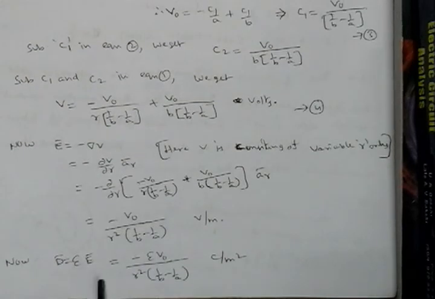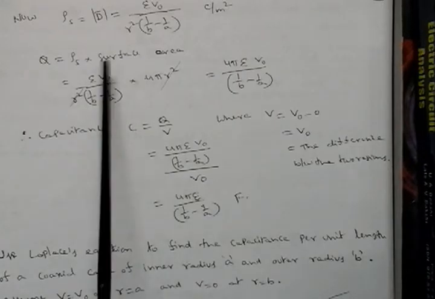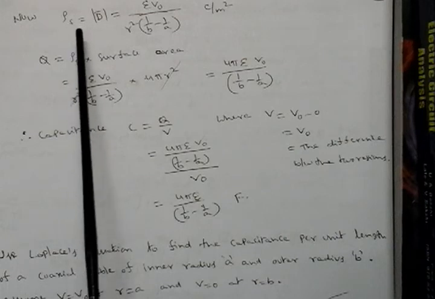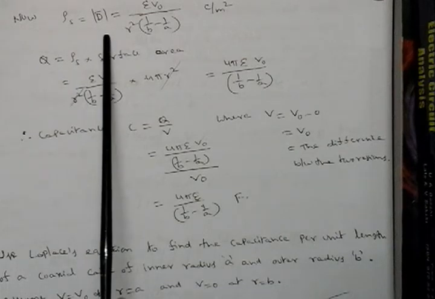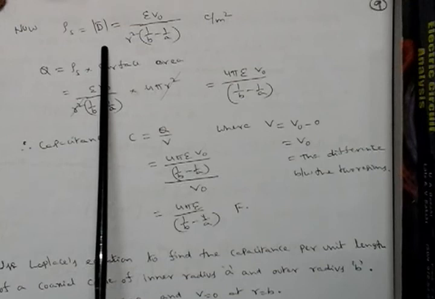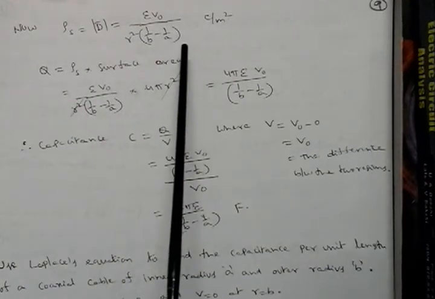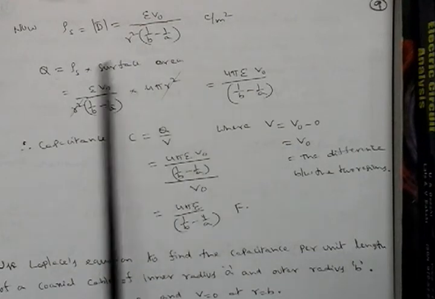Next we can determine D bar is equal to epsilon E bar. So epsilon is the relative permittivity, and E bar is equal to this value, the same thing you substitute here, then you get the D bar. Next we need to determine the rho s. Rho s is equal to the magnitude of D bar. Rho s unit is coulomb per meter square, and D bar unit is also coulomb per meter square. So rho s is equal to the magnitude of D bar only, meaning only the magnitude is considered and unit vectors are neglected.